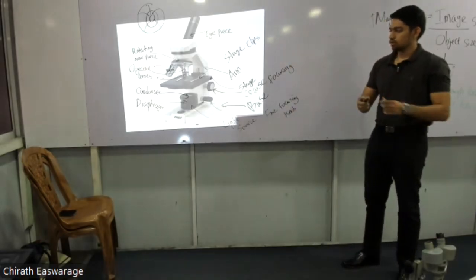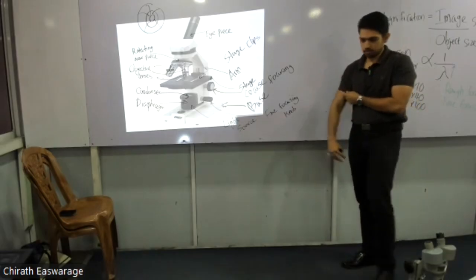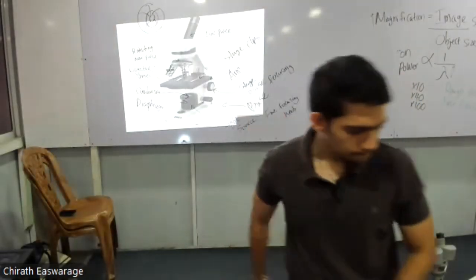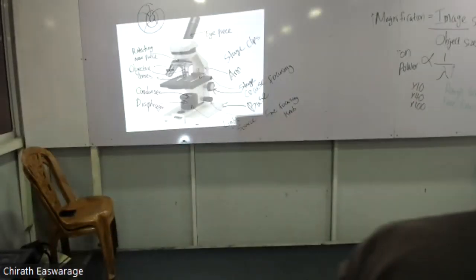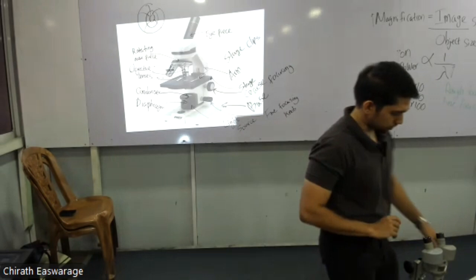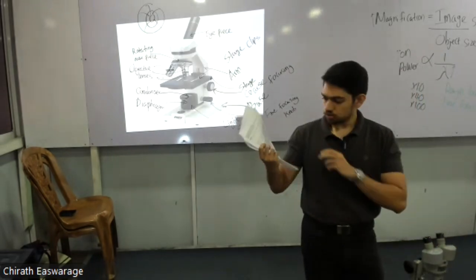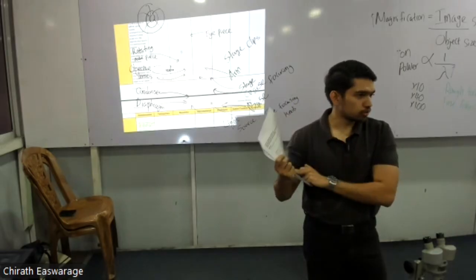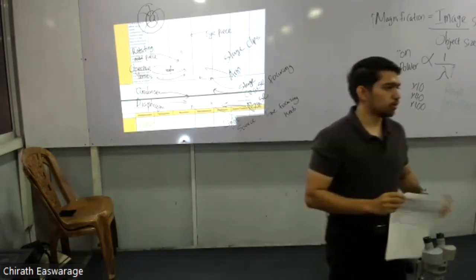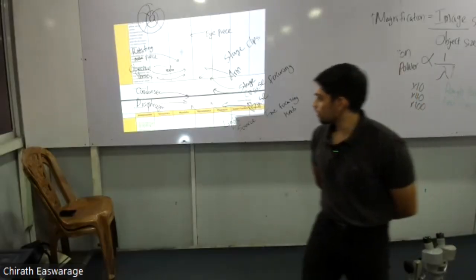Okay, quickly take this down. Label the microscope nicely. Right. So homework, you have to draw a microscope by yourself. In this space, draw a microscope by yourself. You can find a nice line diagram of a microscope.